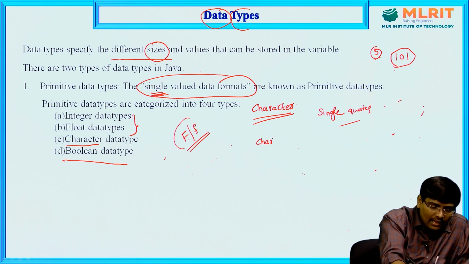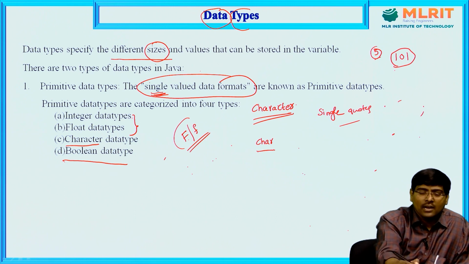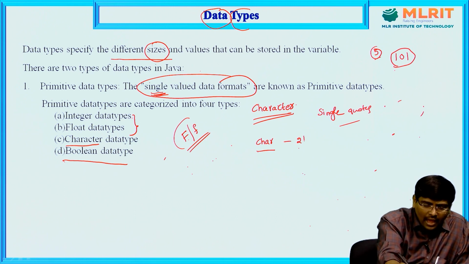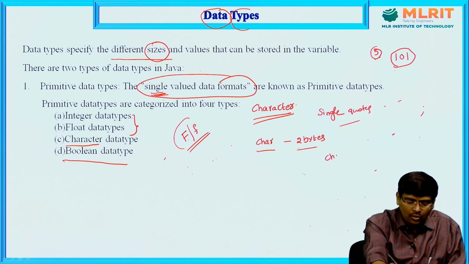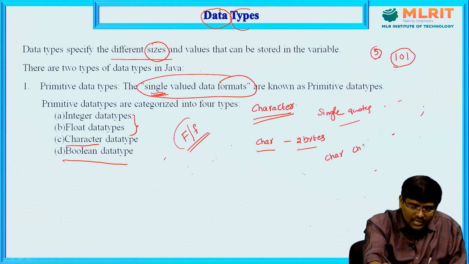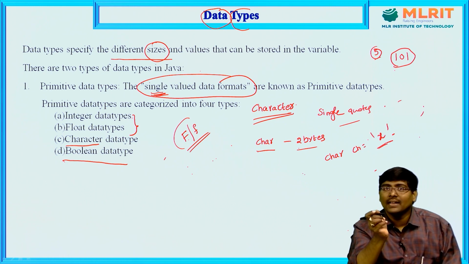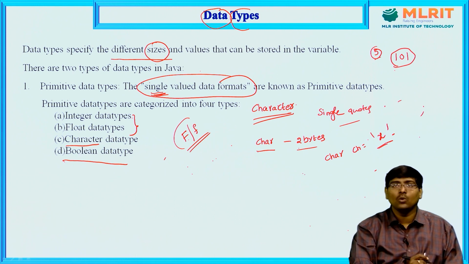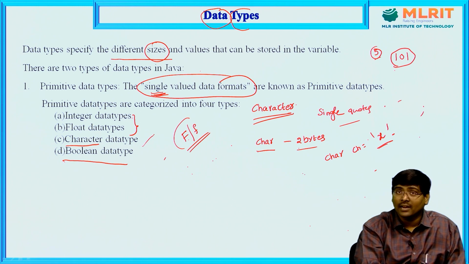Now char, some ch, any variable. So char is the data type. The size of character is 2 bytes. For example, char some ch is equal to 'x'. Here x is the character placed in single quotation. Clear the point? That is the character data type.